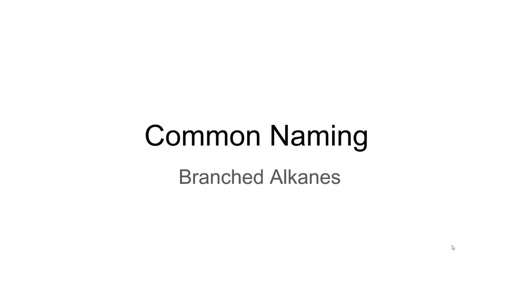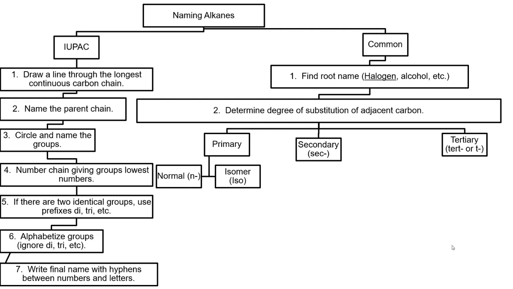Today we're going to apply common naming to branched alkanes. Alkanes can be named using the IUPAC system, where we focus on drawing a line through the longest continuous carbon chain, and then looking for groups coming off of that chain and naming those groups.